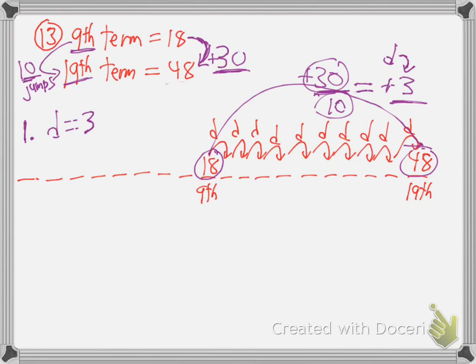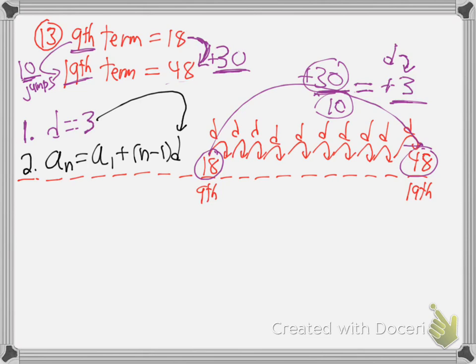Okay, step 2. Now I'm going to use the formula, the main one. A sub n, the one we're going to use all the time, is A1 plus n minus 1 times d. I now know d, and then you can just plug in.